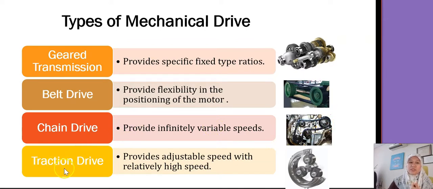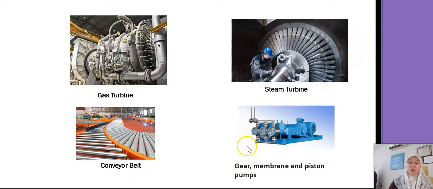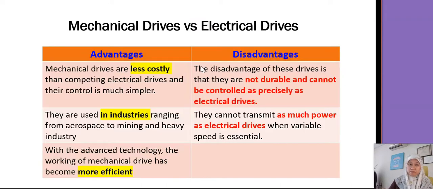And then the last one is the traction drive. This one is involved with high speed. For high speed, you cannot use these two. You need to use the traction drive. Where are all these drives? They're inside the system: gas turbine, steam turbine, and you can find them in the chemical plant, in the gear and membrane and piston pump, and also in manufacturing, in the conveyor belt system.